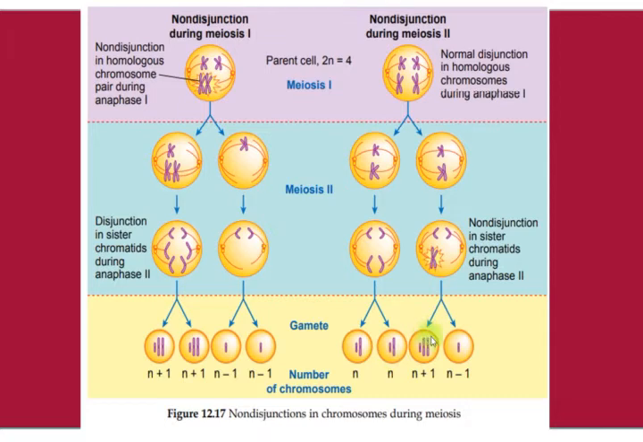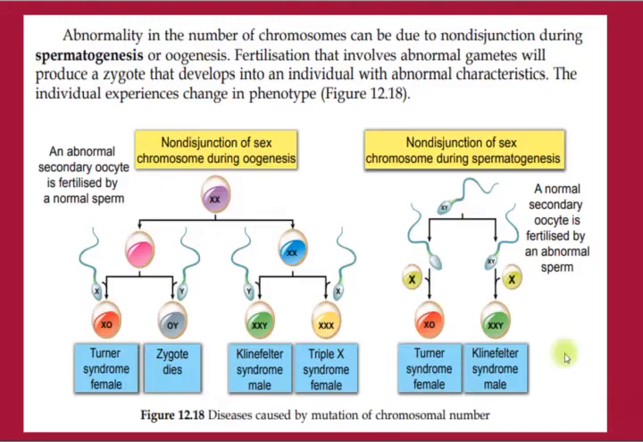So you can see here, this gamete will carry an extra chromosome, and this gamete will carry fewer chromosomes. All of this non-disjunction during meiosis can cause abnormality in the number of chromosomes. Abnormality in the number of chromosomes can be due to non-disjunction during spermatogenesis or oogenesis. So we already discussed this now.